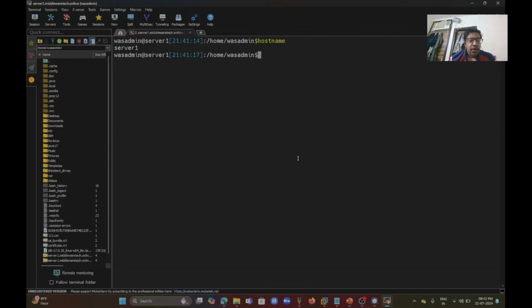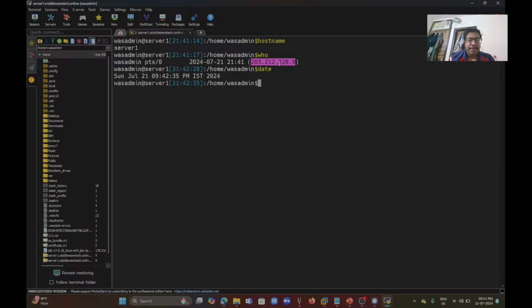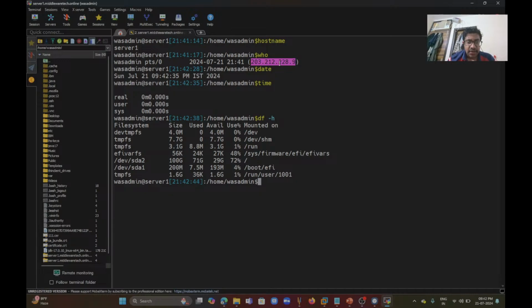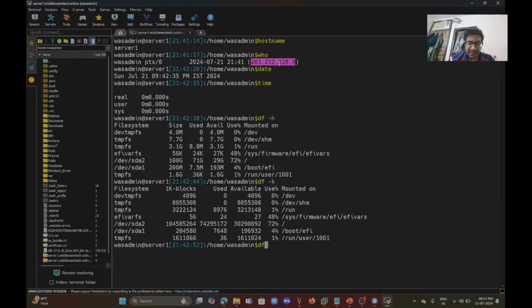Okay, with who, only one IP pair and only one user login, and we can verify the date and time. Date, time, and df -h, 72% out of 171%. Okay, df -k, df -h, and the file system.